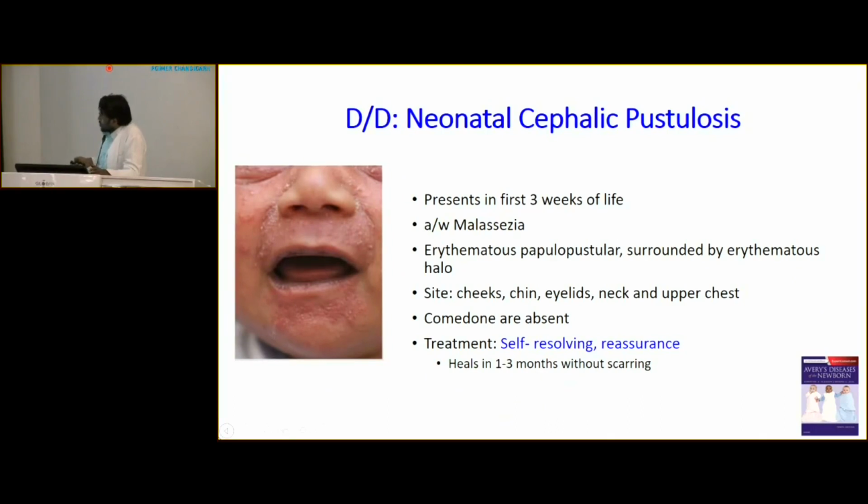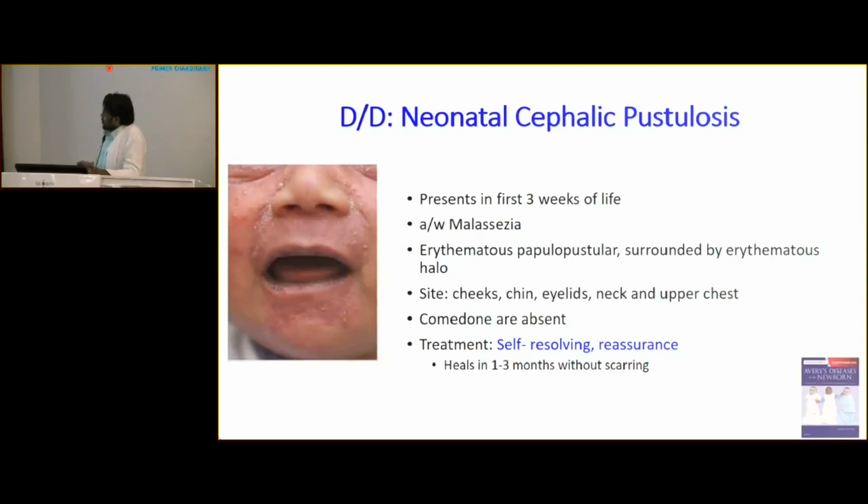If you see, these erythematous papulopustular lesions are surrounded by an erythematous halo. This halo is present around the pustules and not between the two pustules. And sites are, as mentioned, over the face or head region, and comedones are absent. And treatment is self-resolving and reassurance. They heal by 1 to 3 months of age without any scarring, unlike the previous one.